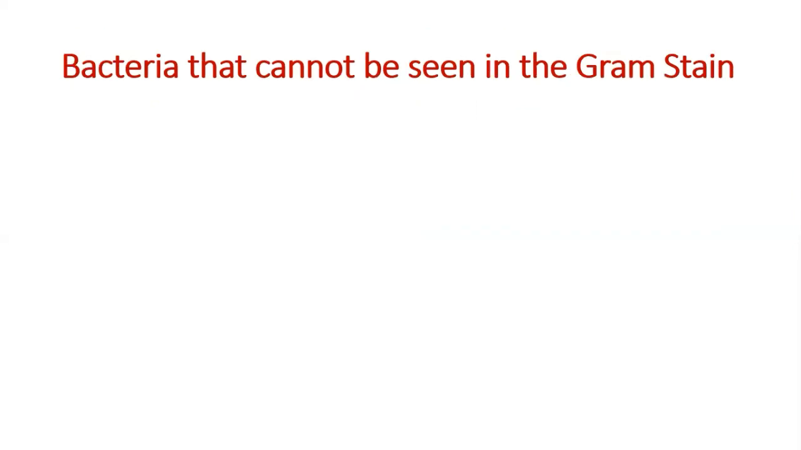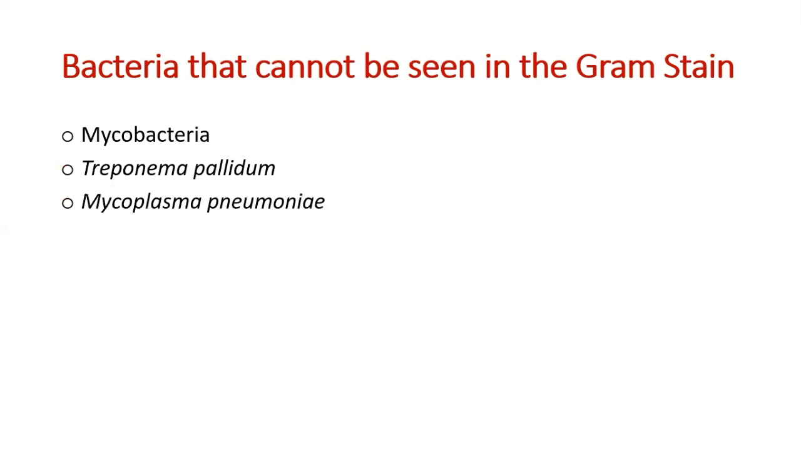However, there are some bacteria that cannot be seen in the gram stain, such as mycobacteria, including Mycobacterium tuberculosis, because there is too much lipid in the cell wall so dye cannot penetrate. Treponema pallidum, because the cell wall is too thin to see. Mycoplasma pneumoniae, as there is no cell wall and is very small.